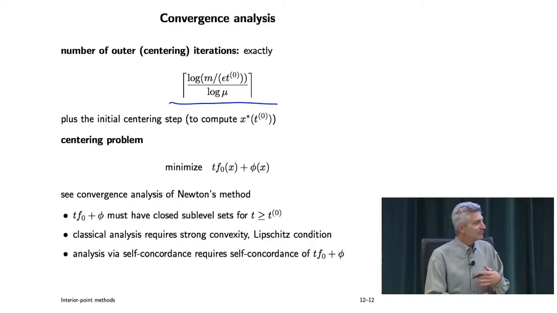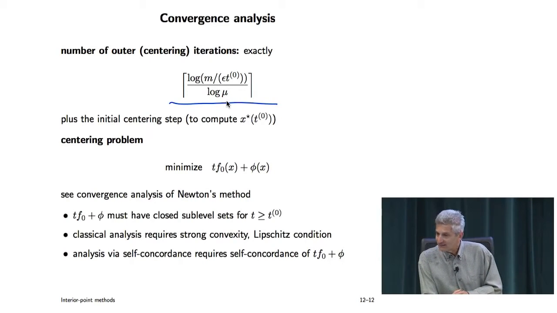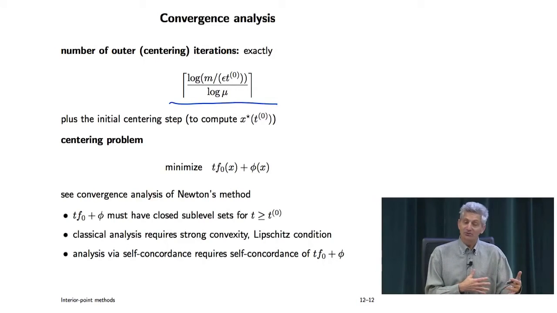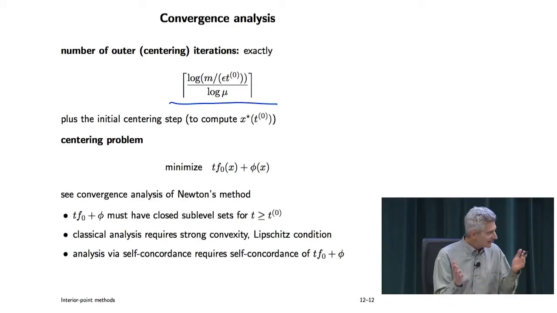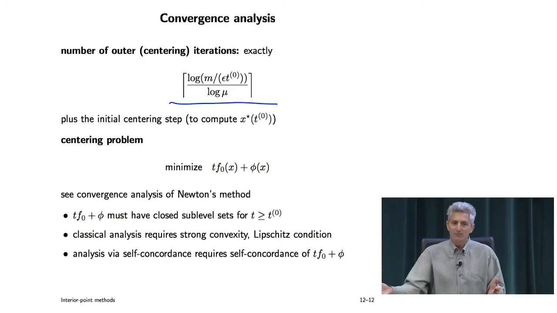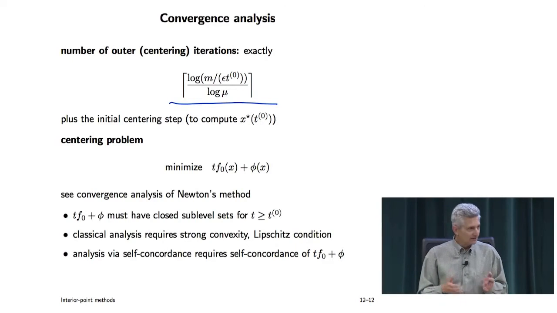You can see that if mu is 1.05, that's a small thing in the bottom, and you take a lot of iterations. If mu is 100, it's a lot fewer outer iterations. Because every time you do an outer iteration, which is a centering, your duality gap goes down exactly by a factor of mu. So if mu is 100, you start with a duality gap of 100. Next step it's 1, then it's 0.01, 1e minus 4, 1e minus 6. That kind of thing.